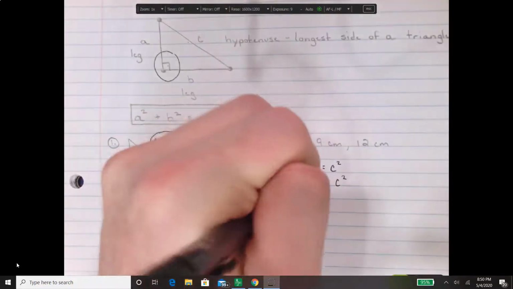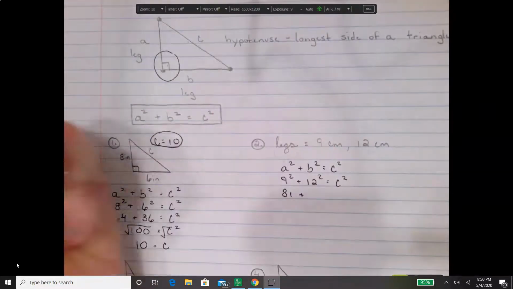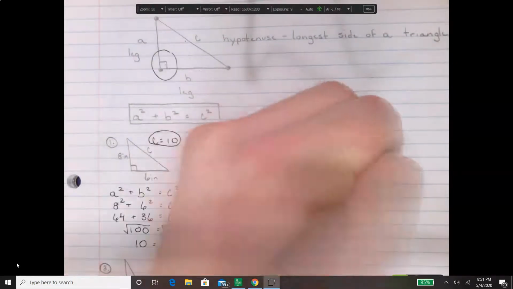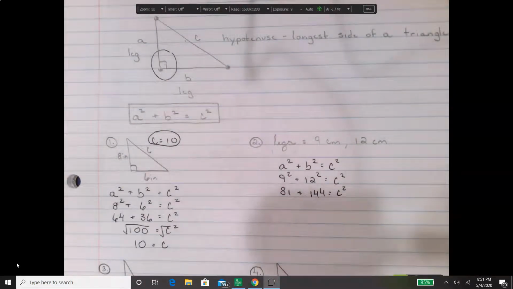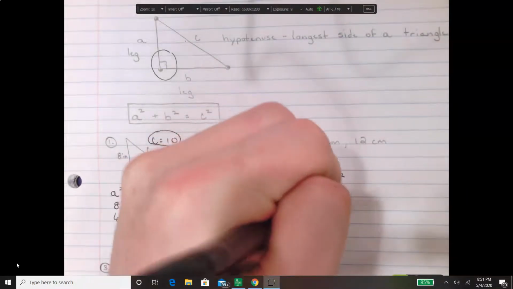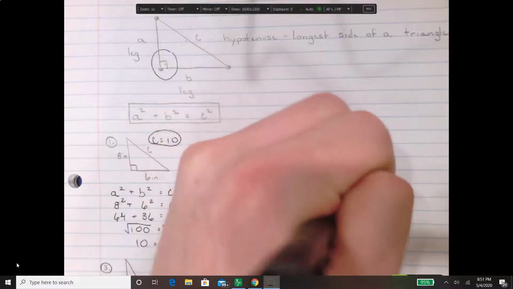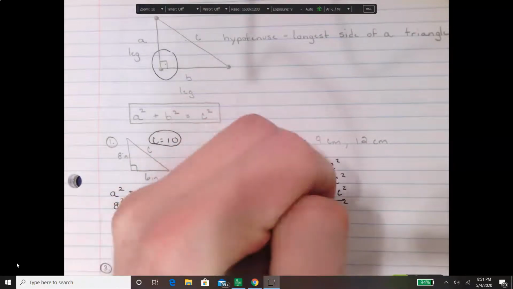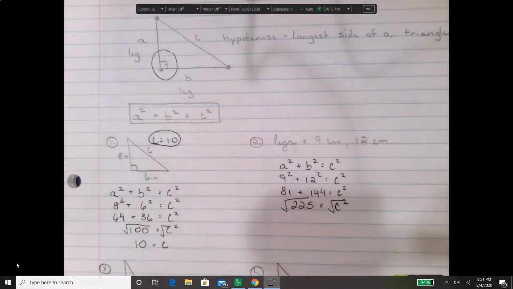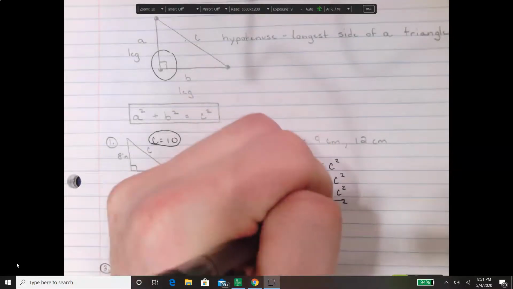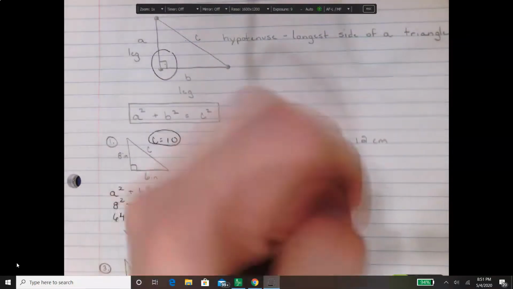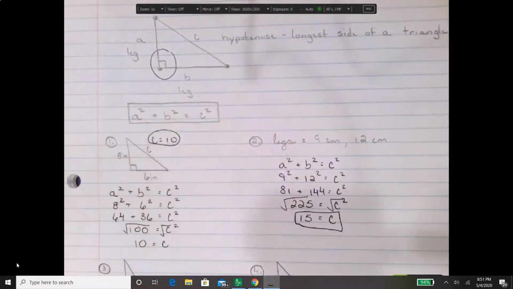9 squared, 81. 12 squared is equal to 144 is equal to c squared. I'm going to add 81 to 144, and I get 225. Final step, take the square root. I need to get rid of the squared symbol. You take the square root of 225. That's going to be 15. 15 times 15 is equal to 225. So C is equal to 15.